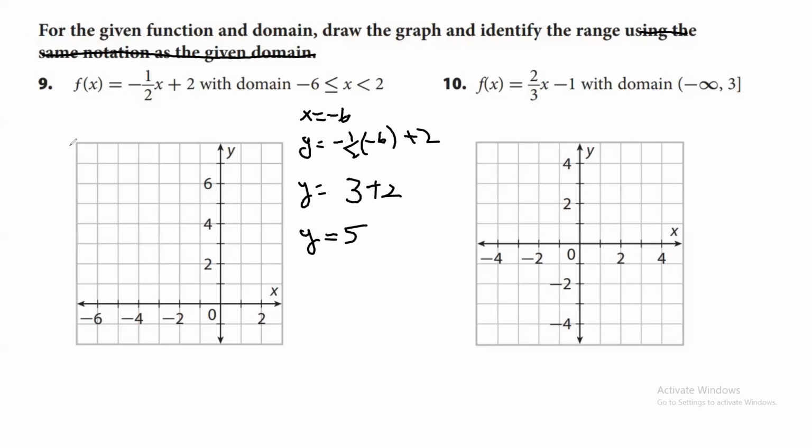Okay, I see more 2s than 1s. That's awesome. It is closed because it's less than or equal to. Okay, because it's less than or equal to, it's going to be a closed circle at -6, 5.